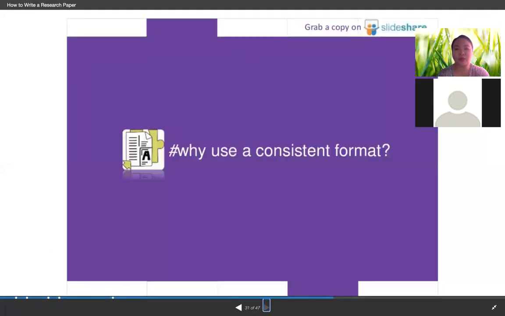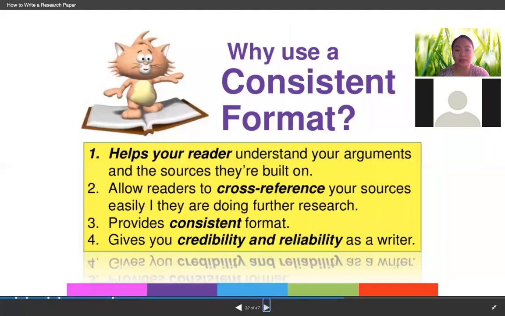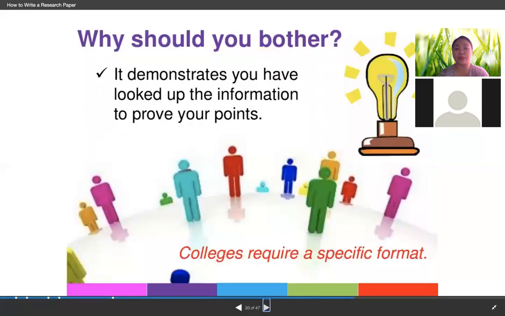So, now, you use a consistent format, no? This will help your reader understand your arguments and the sources they build on, and allow readers to cross-reference your sources easily, in case they are due for further research. It provides consistent format and gives you credibility and reliability as a writer if you do the formatting the correct way. So why bother, no? Why do you care? It demonstrates you have looked up the information to prove your points.